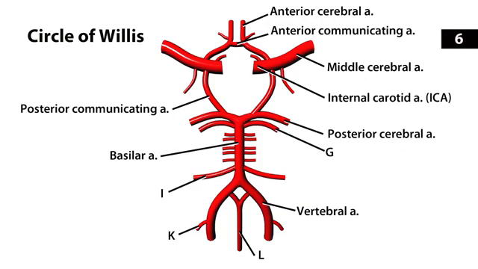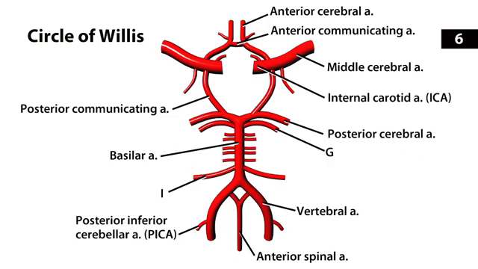Now we said before the vertebrals merge, they give off two things. So letter L is the anterior spinal artery, and then letter K is the posterior inferior cerebellar artery, or the PICA. So remember those two as the arteries that come off the vertebral arteries before the vertebrals merge to form the basilar artery. Again, it's the anterior spinal artery and the PICA.